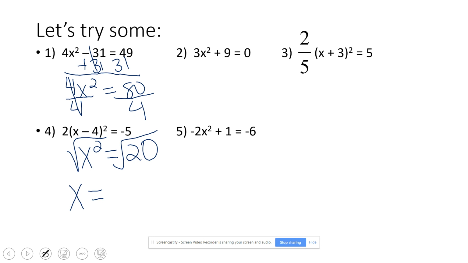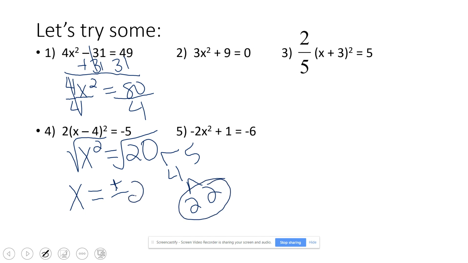Now, every time we personally draw a radical or a square root on our paper, we always have the possibility of having our 2 answers. 20 is not a perfect square, so we need to simplify our radical. I'll make that 4 times 5 and 2 times 2. So we have a pair of 2's that are coming out of the house, and then 5 that gets stuck inside the house. And so x is equal to plus or minus 2 radical 5.